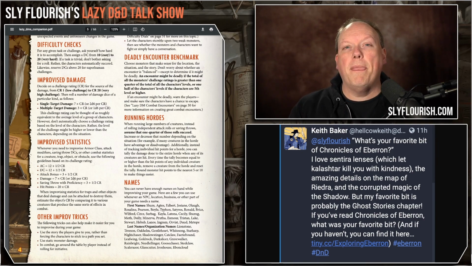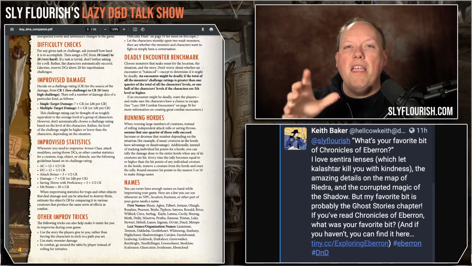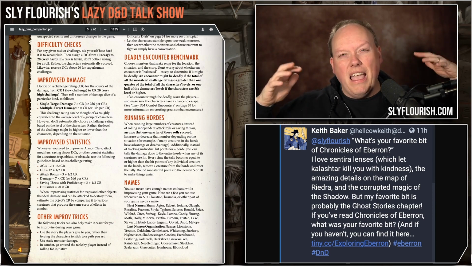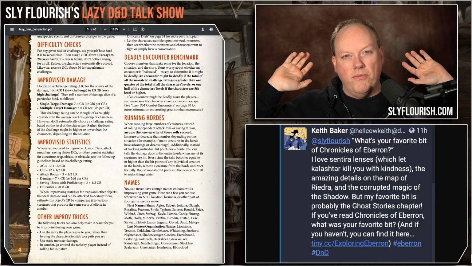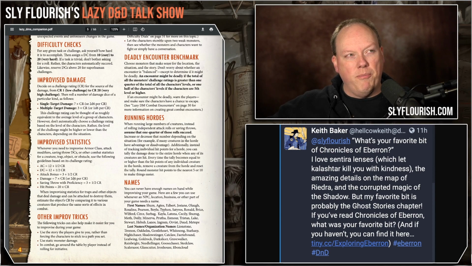Hit points, 15 to 20 per challenge rating. Again, it depends. In the improvised statistics here, I come up with 20 per CR. That is definitely one approach. And if you want to dissect that math and say, yeah, sure, Mike, but 7 per challenge rating for damage output and 15 to 20 hit points per CR, where did that come from?